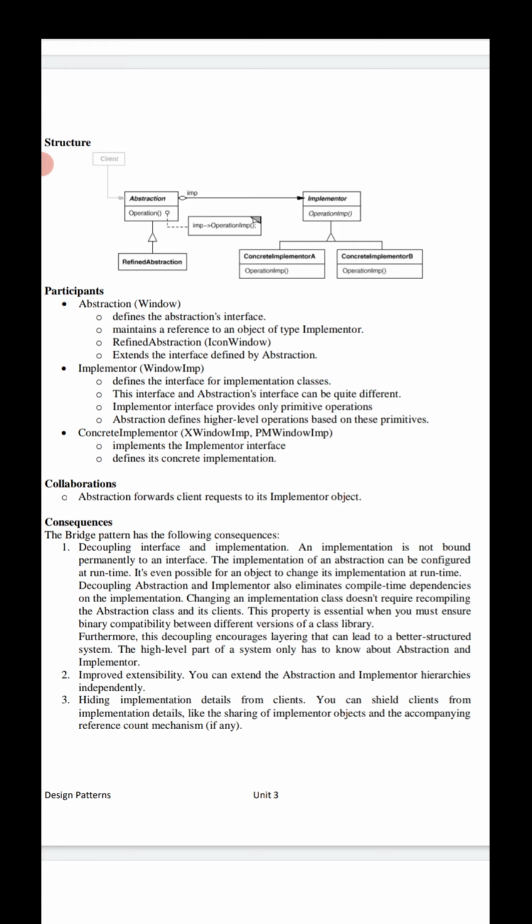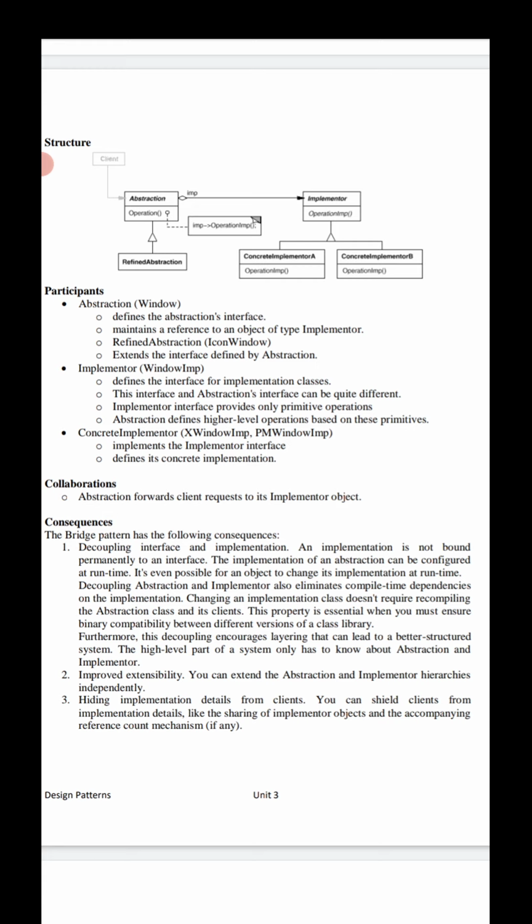Coming to the concrete implementers, in the motivation section we write concrete implementer A as XWindowImp and concrete implementer B as PMWindowImp. What do they do here? They implement the implementer interface, and here we need to define the concrete implementation of all the methods.